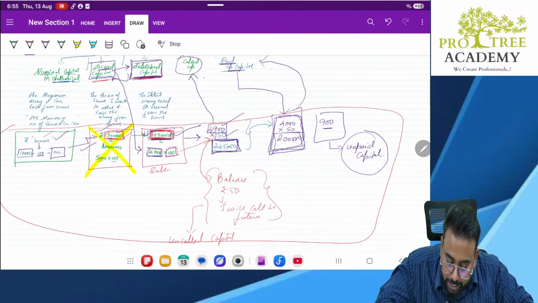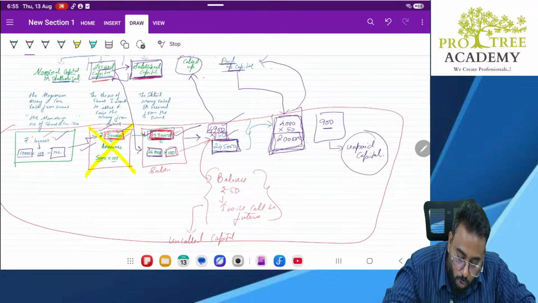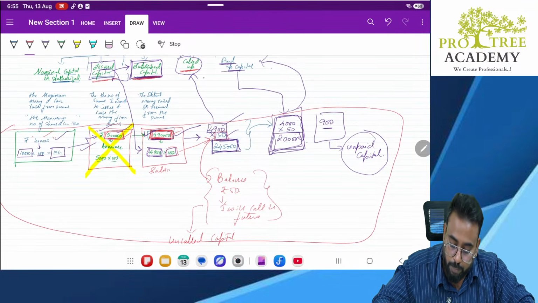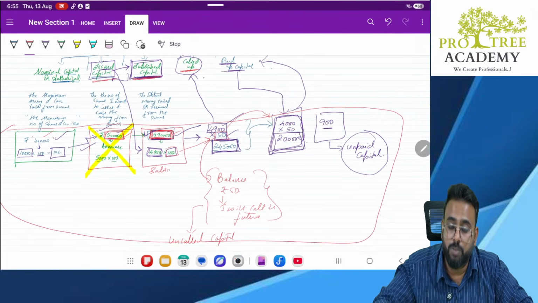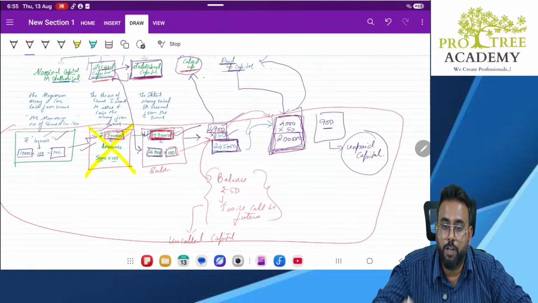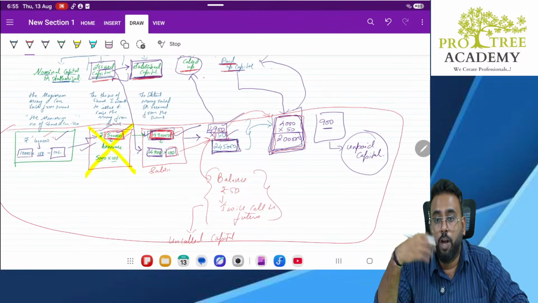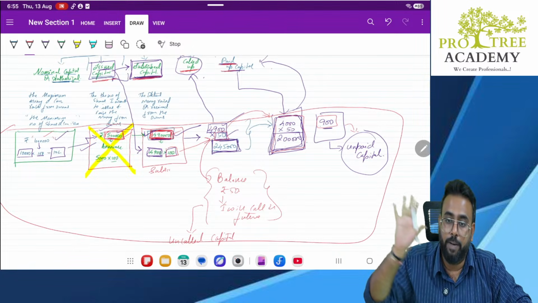Now, how much money did you call for? Sir, I called for 50 rupees. That is called called up capital. Out of that 4,900 shares, how much did you actually receive? Sir, I received only from 4,000 shares, 50 rupees each. So that becomes your paid up capital. On how many shares do you still need to receive money? Sir, on 900 shares. That is your unpaid capital.